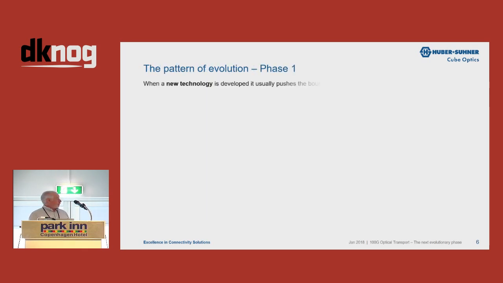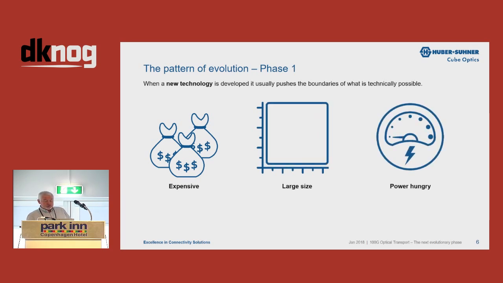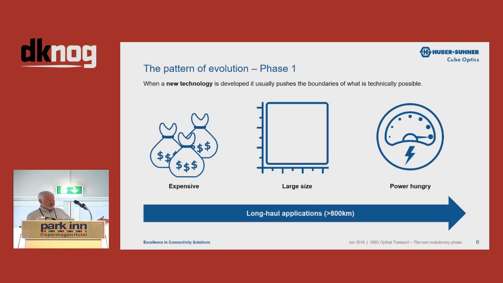What happened when the first phase of 100 gig came along? It was large, it was expensive, it was very large, and it was power hungry. But that was okay because it was developed for long haul applications. The 100 gig applications when they first came out were developed for 800 kilometers, 1,000 kilometers plus.